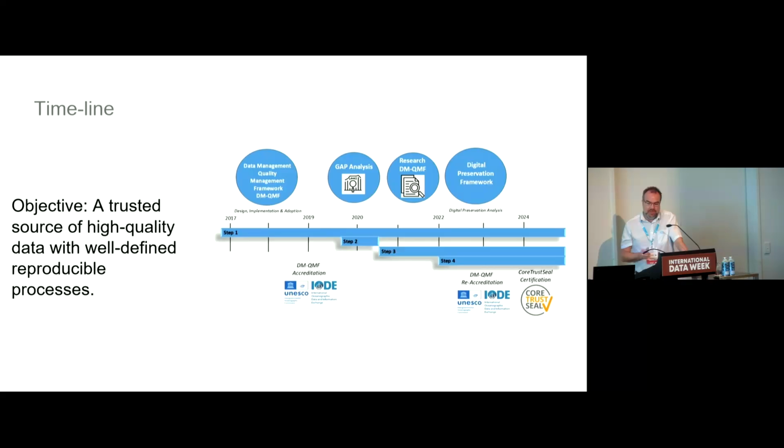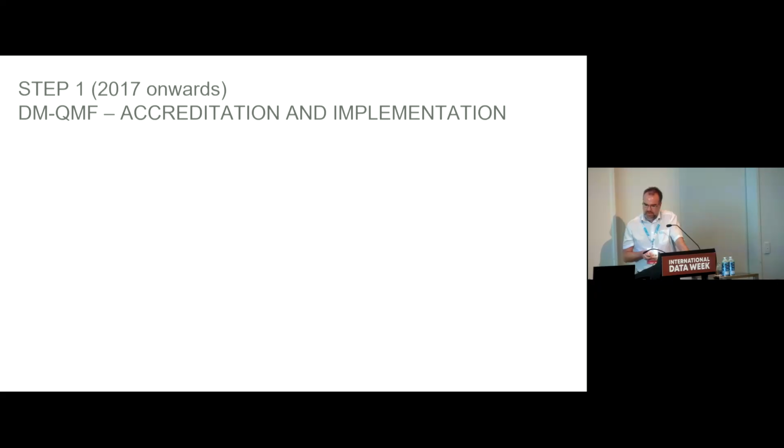So around about 2017, we had a data strategy, and we came up with the objective that we wanted to be a trusted source of high-quality data with well-defined, reproducible processes. So I'm going to talk about the 4 steps that we've gone through so far on our journey, hopefully to get closer to that objective. And the first step, from 2017 onwards, is our data management quality management framework. And I'm looking at the accreditation and implementation here.